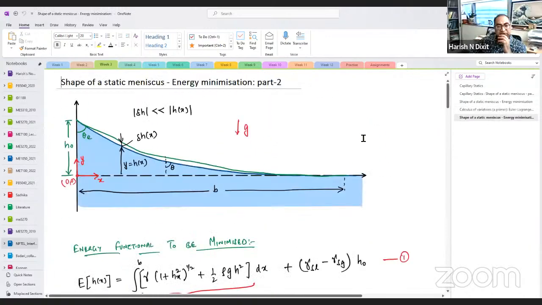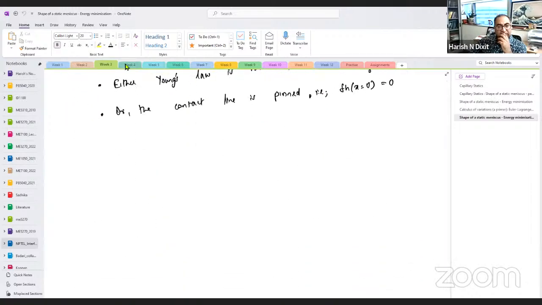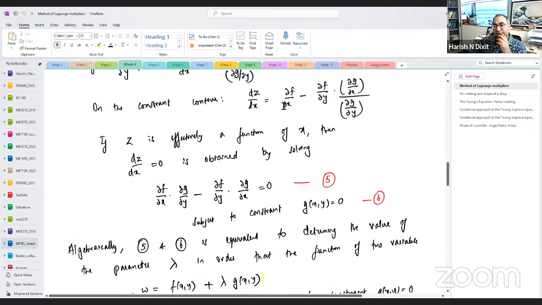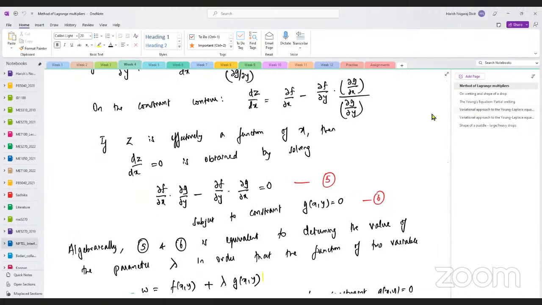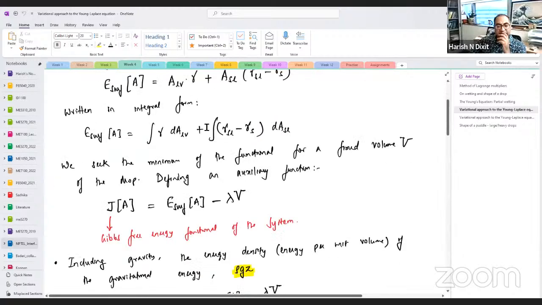After this, it's a state of a meniscus, and then I talk about it here. I don't know, are you referring to... Yes, sir. Sorry, week 4. Okay. So here's a variational approach to the Young-Laplace equation.